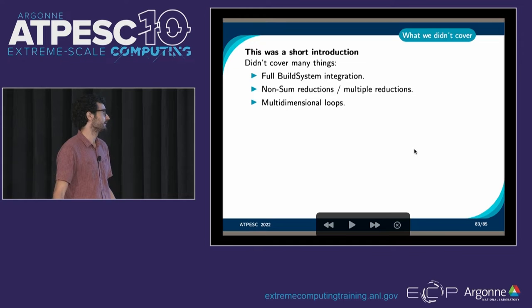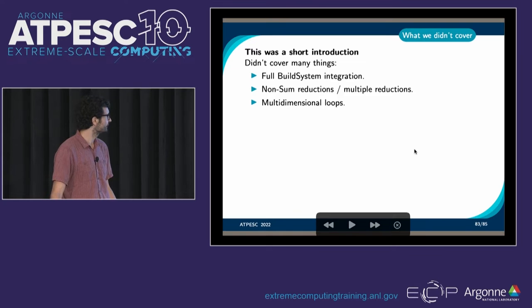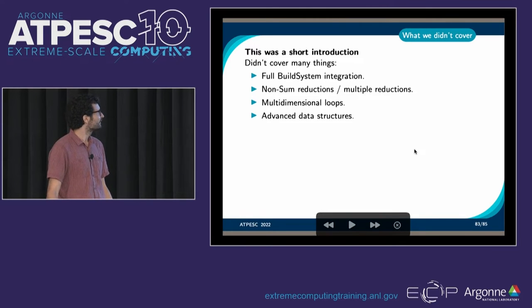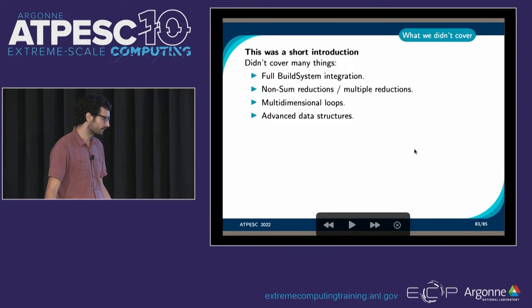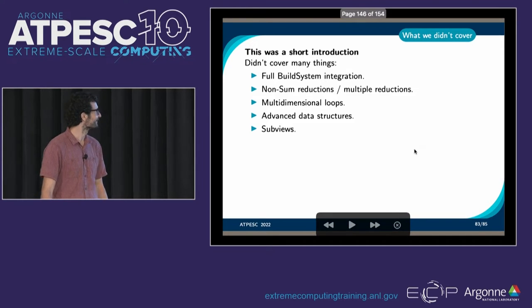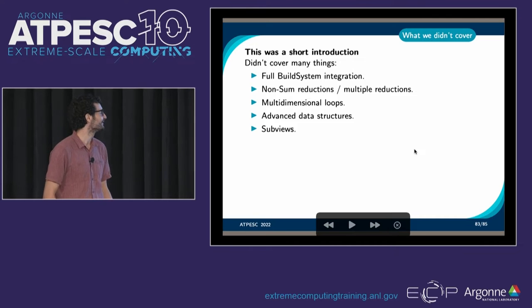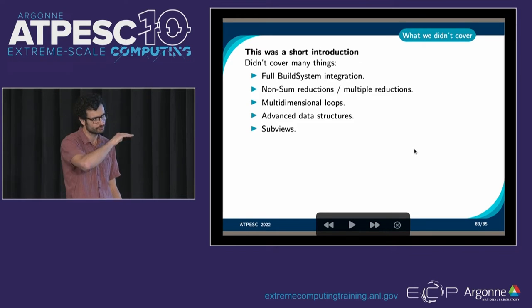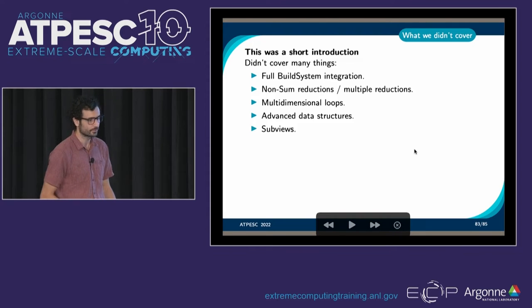I mentioned it, but couldn't get into it. So multidimensional loops via the MDRange policy, which now is supported as an outer policy, but coming up soon, inner policy as well. More advanced data structures. So the Kokkos view is really the main one, but there are other ones, some better than others. The subviews, the ability to slice an original view and select, like when you had your matrix, select one row or select one column or even a range within it.